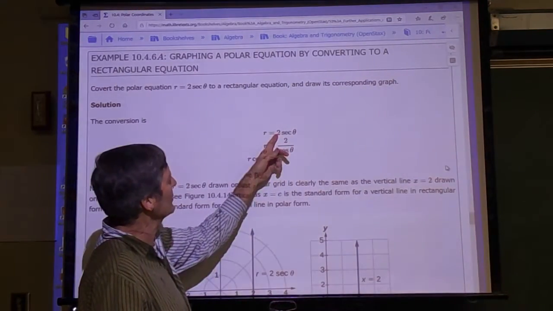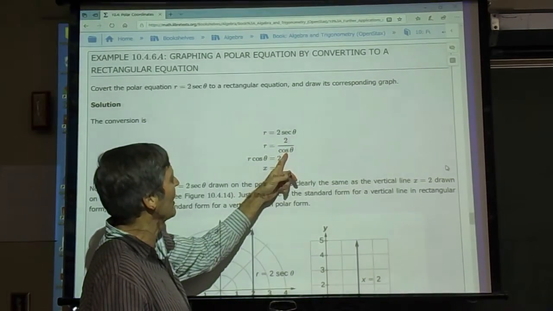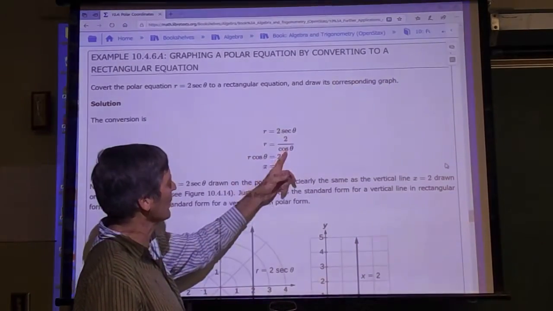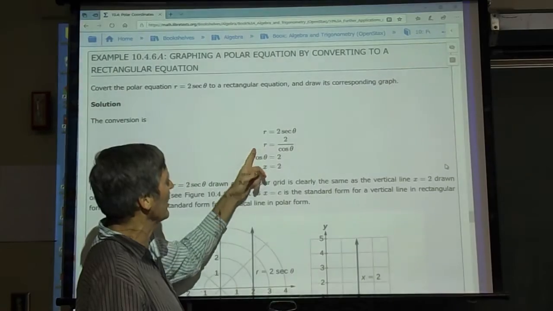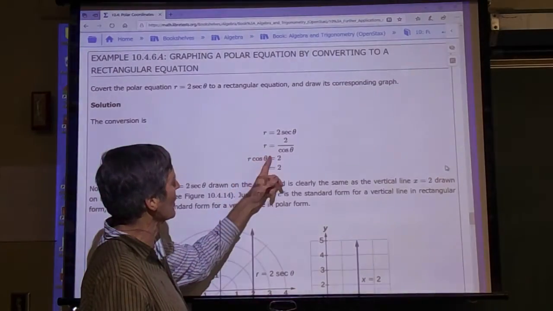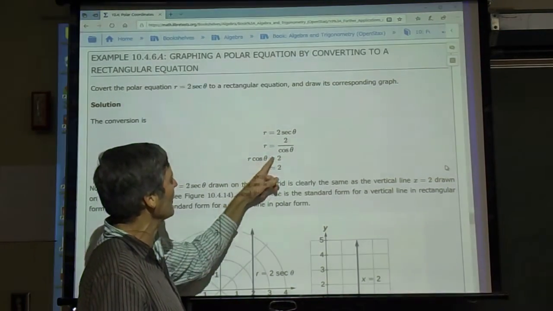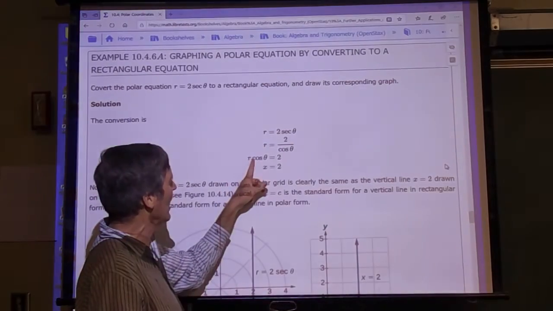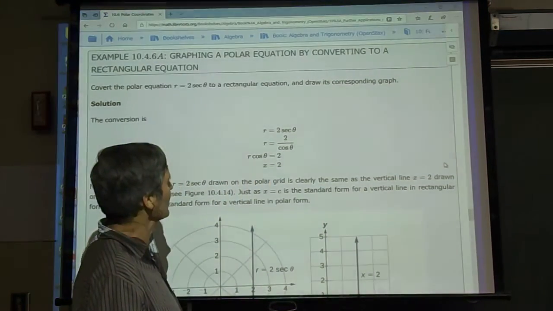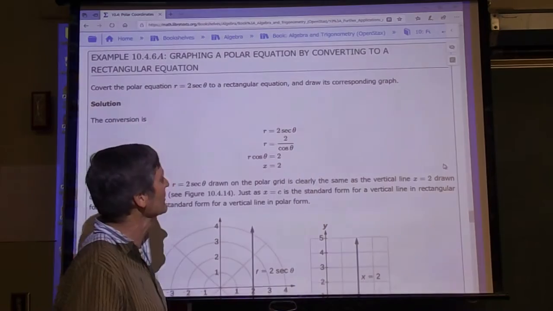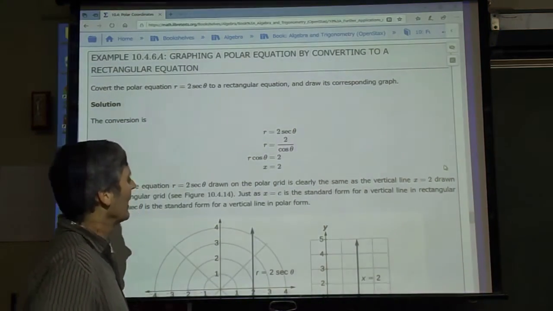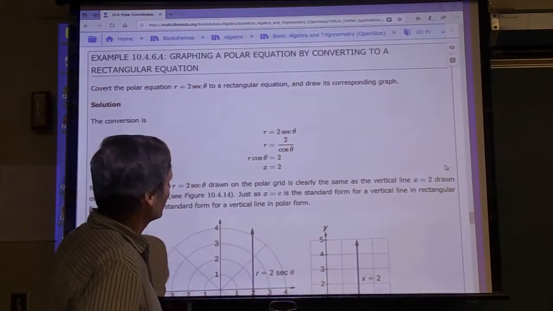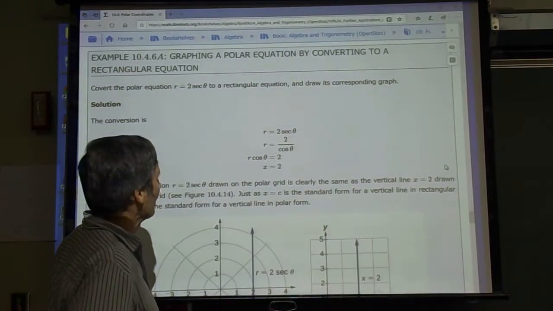So I'm going to write 2 secant theta as 2 over cosine theta. I have r equals 2 over cosine theta. Now if I multiply through by cosine theta, I have r cosine theta equals 2, and r cosine theta is my conversion equation. I can replace that with x. This is just the line x equals 2. You do have to be a little careful with these things.